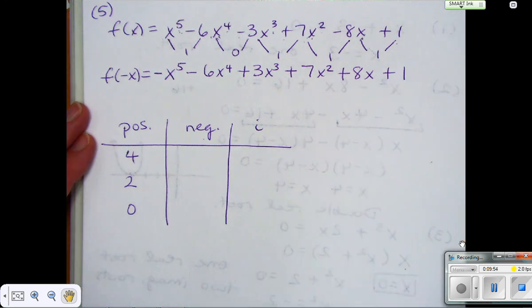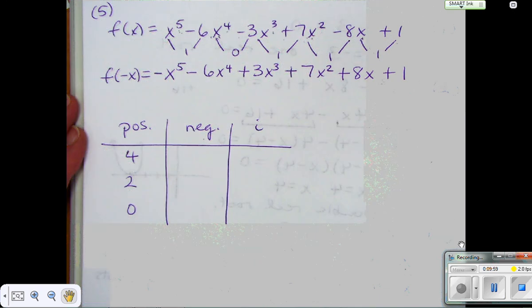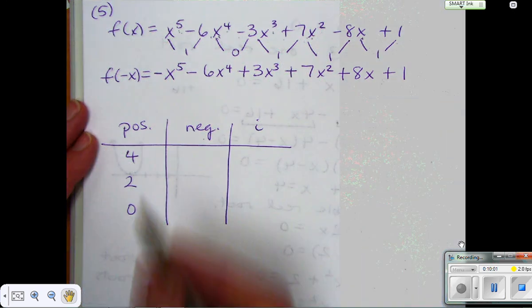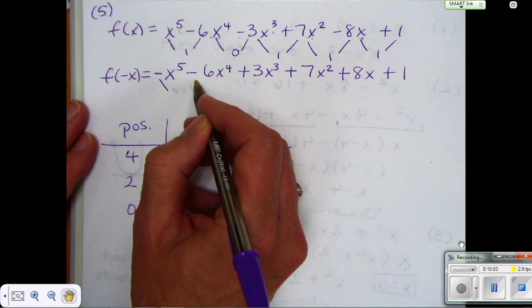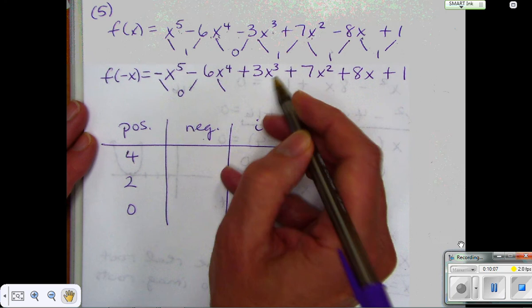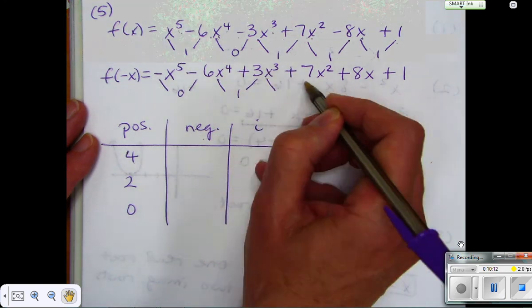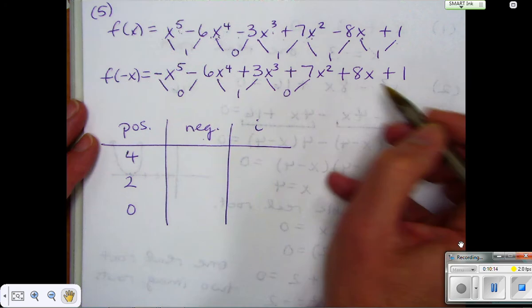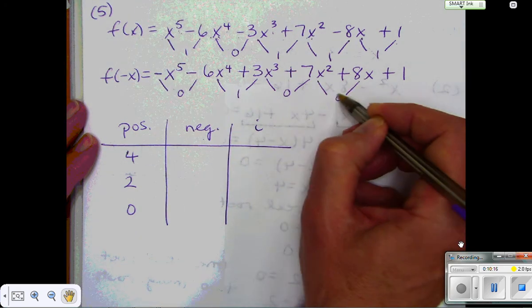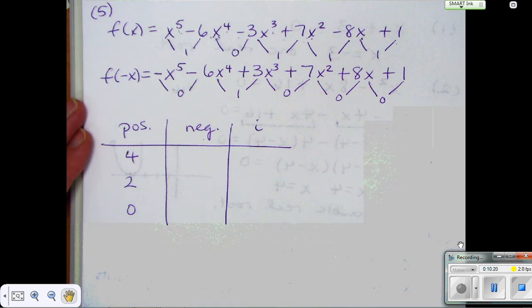This first term is negative, the second term is negative, there's no sign change. It goes from negative to positive, that's one sign change. Positive, positive, that's not a sign change. Positive, positive, that's not a sign change. And your last two, there's no sign change there either. So there's only one through the whole thing for negative x's. So I will have one negative zero, one negative root.